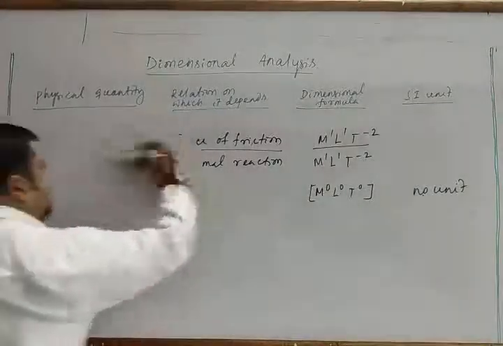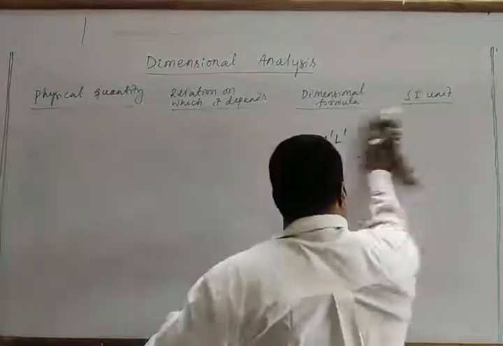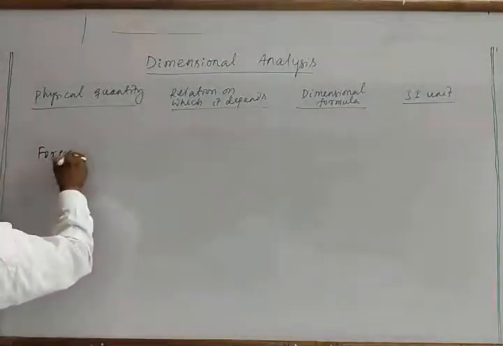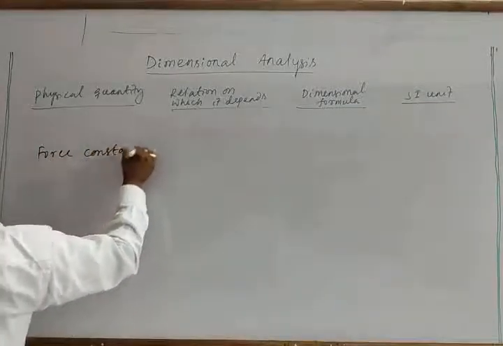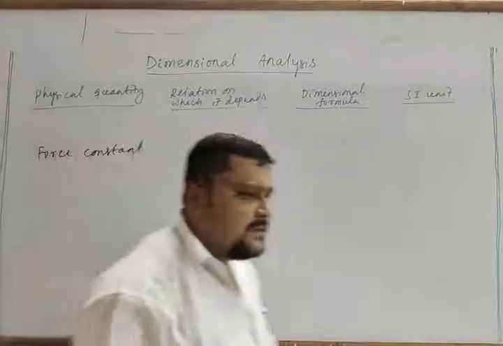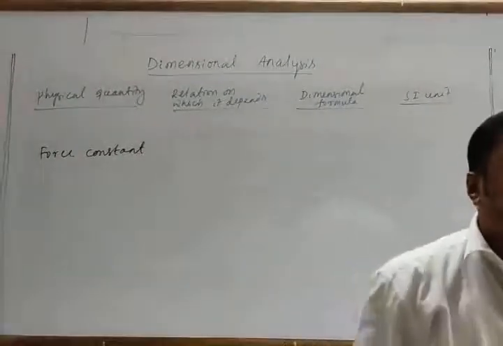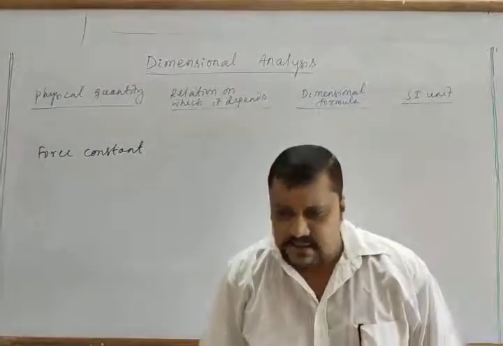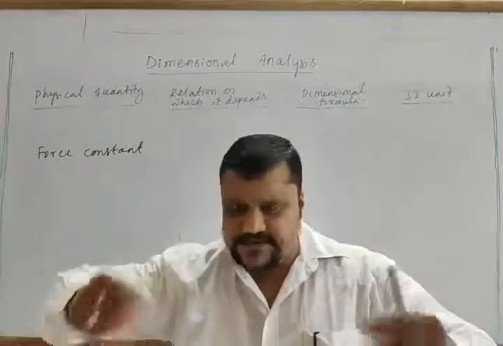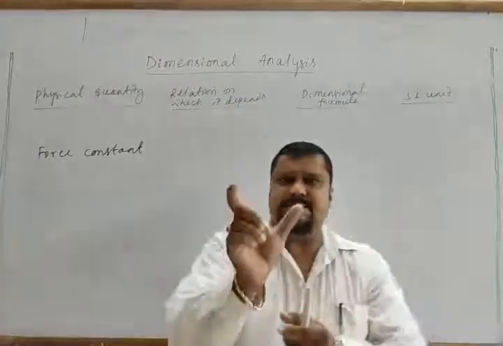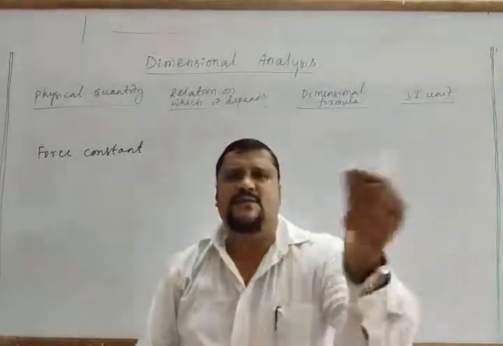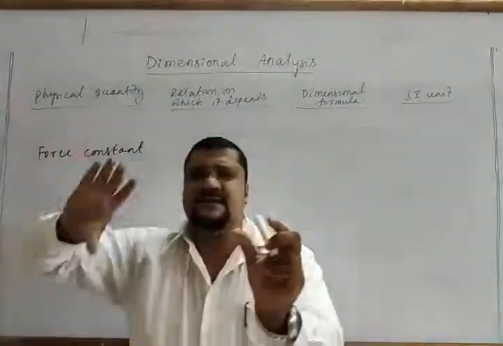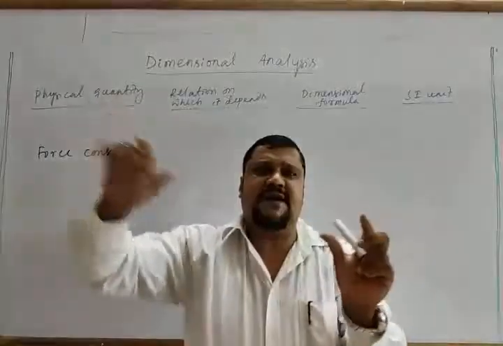Okay. Then another is the force constant. Now we go for the force constant. What is the force constant? The force constant is calculated for a spring. Take a simple example. Take the string that is used in your pen, and take a string that is used in your vehicle. Both strings are different.